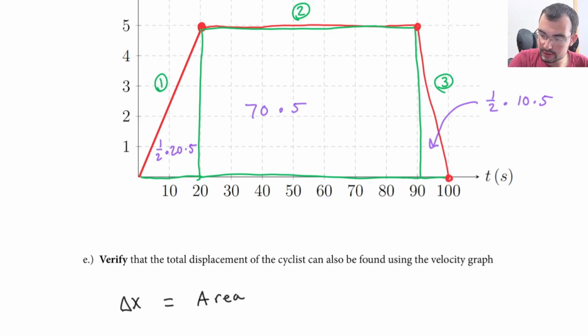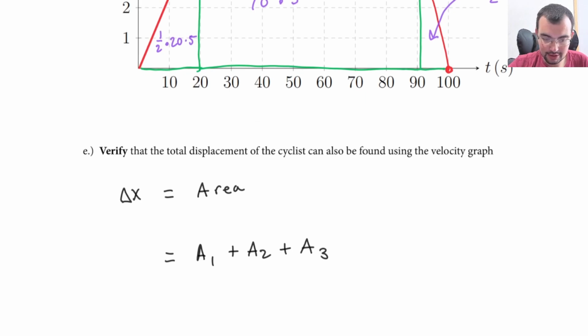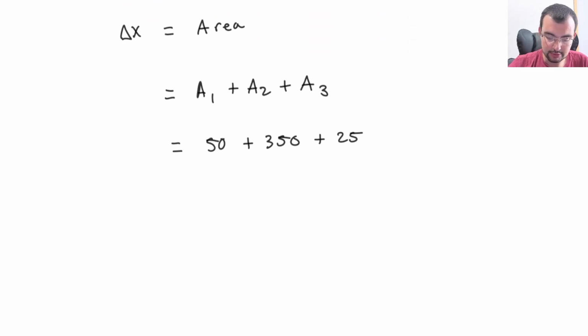And notice we do get the segments we expect, because each of these areas is going to be the displacement on the segments we calculated earlier. So half of 20 is 10, times 5 is 50, 70 times 5 is 350, and 5 times 5 is 25. So notice we do absolutely get 425 meters as we expected to get.